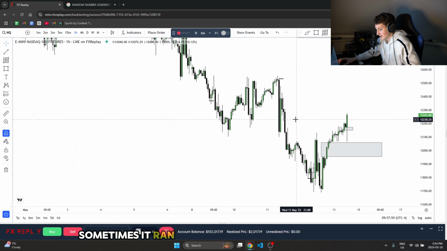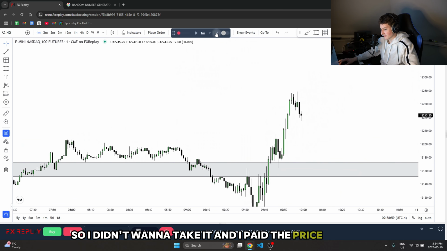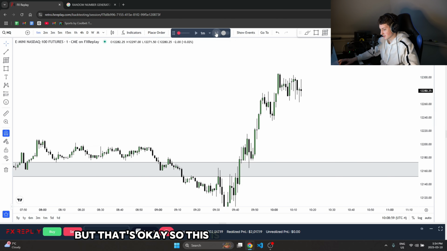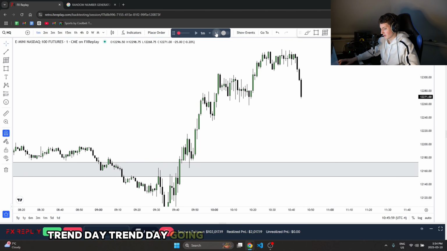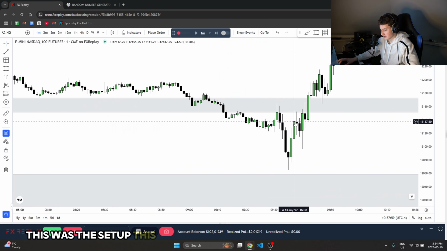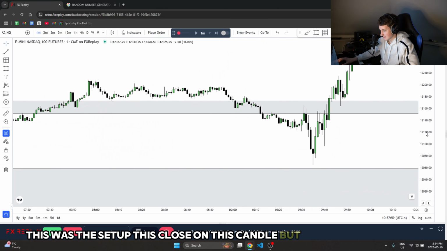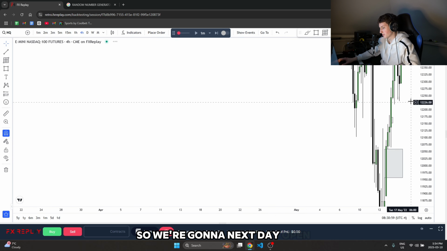Sometimes it ran, but it didn't take the 4-hour, so I didn't want to take it. And I paid the price for that, but that's okay. So this is just going to be a trend day, it looks like. Trend day, going upwards. It was predictable, right? This was the setup, this close on this candle, but it did not tag the 4 hours. I was not confident.